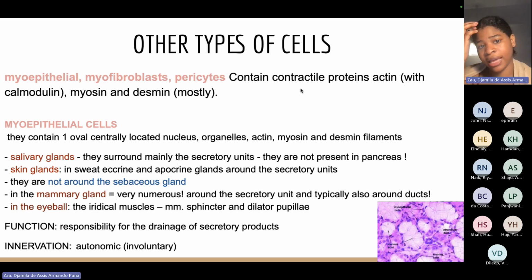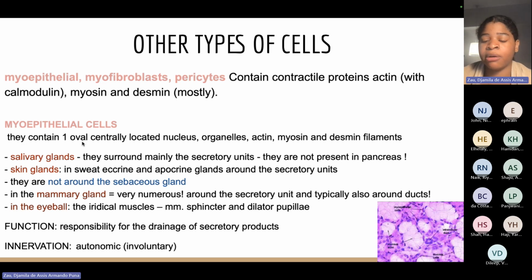So they contain actin with calmodulin, myosin, and desmin. First we can talk about myoepithelial cells. Myoepithelial cells have one oval, centrally located nucleus, and they have the myofilaments. Myoepithelial cells are mostly found in glands.